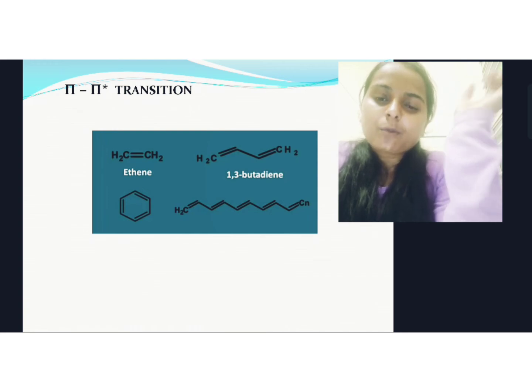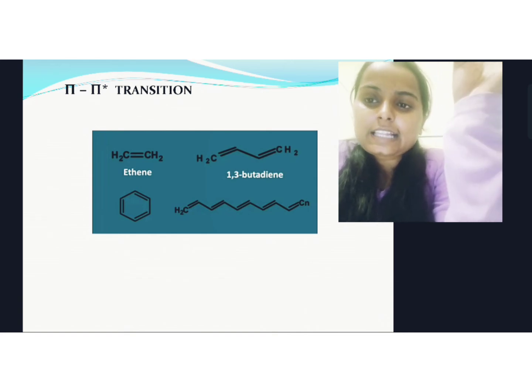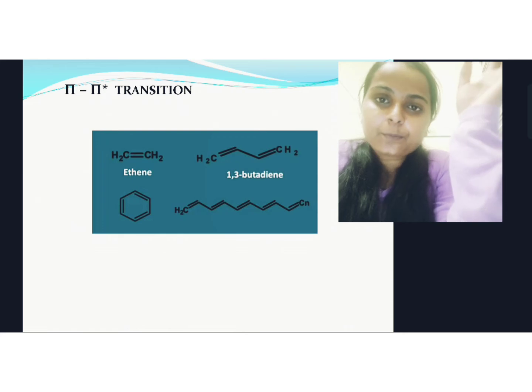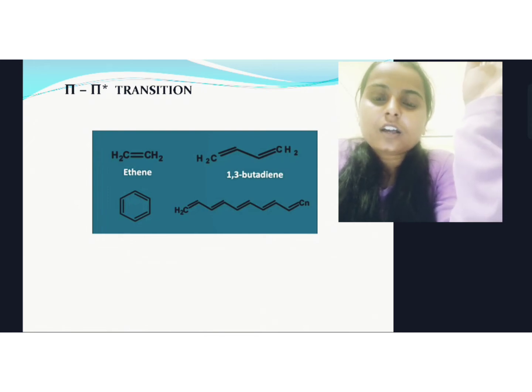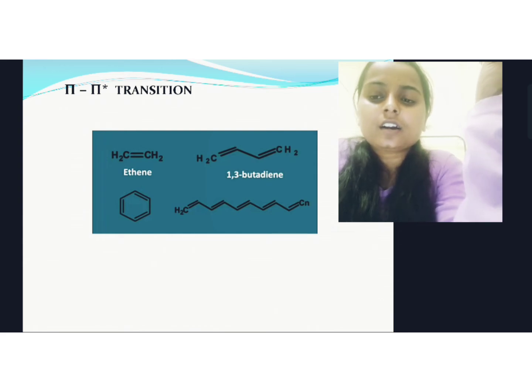Now pi to pi star transition. For a molecule to possess a pi to pi star transition, it should have pi electrons. Here I have considered alkenes like ethene. Ethene has both pi and sigma bonds, so apart from sigma to sigma star transitions, ethene will produce a pi to pi star transition. 1,3-butadiene also has 2 pi bonds, and it will also produce pi to pi star transitions. Similarly, benzene has 3 pi bonds, and it will possess pi to pi star transitions.